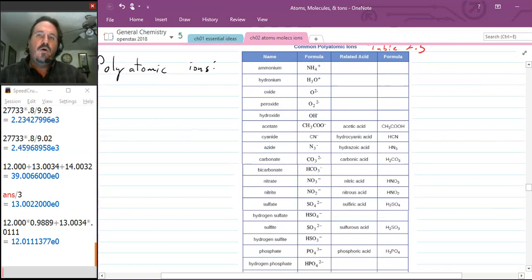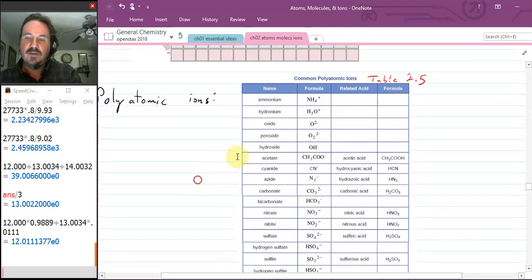And so the whole group, the whole compound if you will, becomes an ion. They stick together, they stay together, but they have a charge. We call them polyatomic ions. Here's a table, 2.5 from your text, that lists all the common ones. Don't worry about this last column yet, just look at these first two columns. The only two positive ones are NH4 plus, ammonium, and H3O plus, which is hydronium.